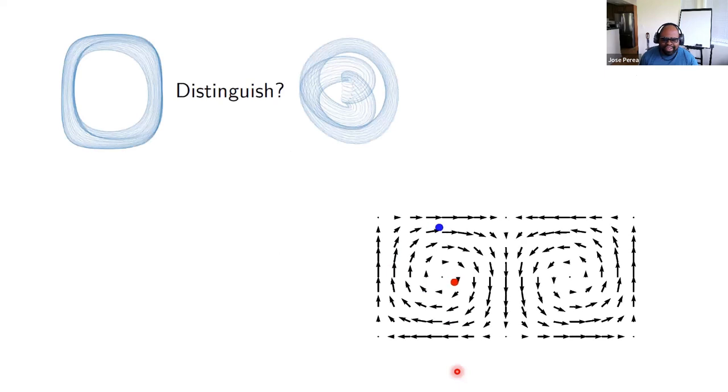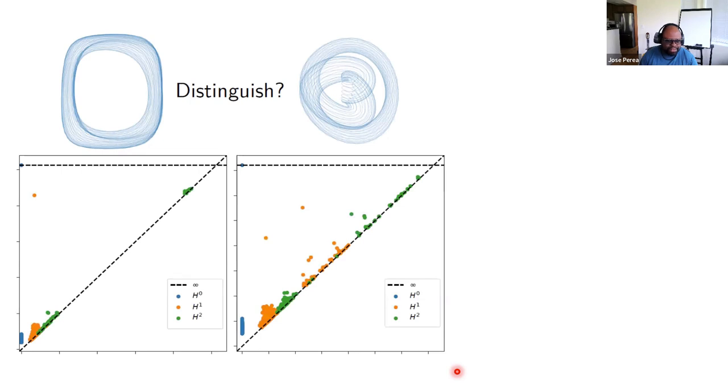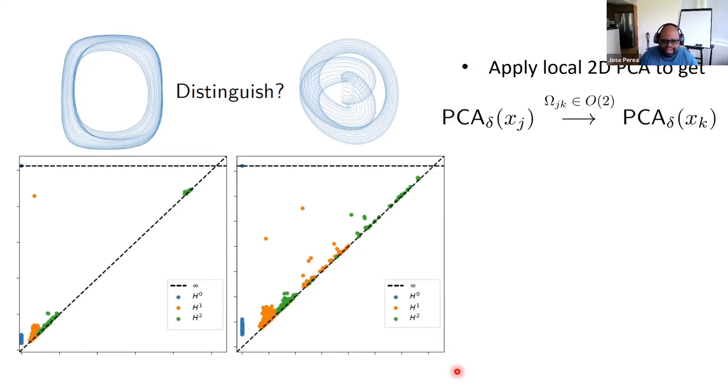So let me go back to the original example of these two attractors from the dynamical system. We computed the persistence diagrams, and it wasn't super illuminating in terms of the topology. So here's what we're going to do. Step one, we're going to apply local 2D PCA to get local charts on each one of these attractors. And we're going to compute these omega jks, which are going to translate the PCA basis at xj to a nearby PCA basis for xk.